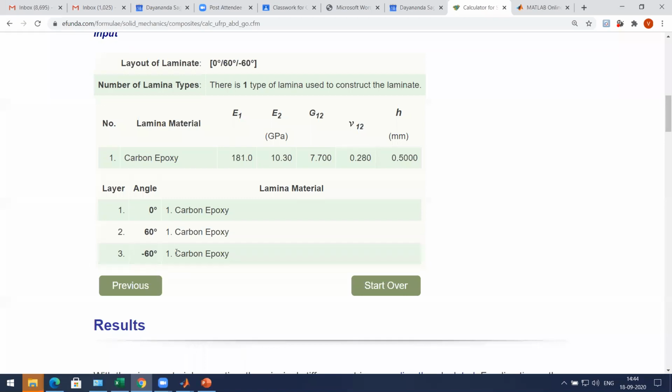That is for in-plane loads. It works like an isotropic material, but if you are giving some bending loads or something, then it will not work like an isotropic material. Now, how do we know which laminate behaves like isotropic? We just took an example of 0, 60, minus 60, and we found that it is like isotropic.